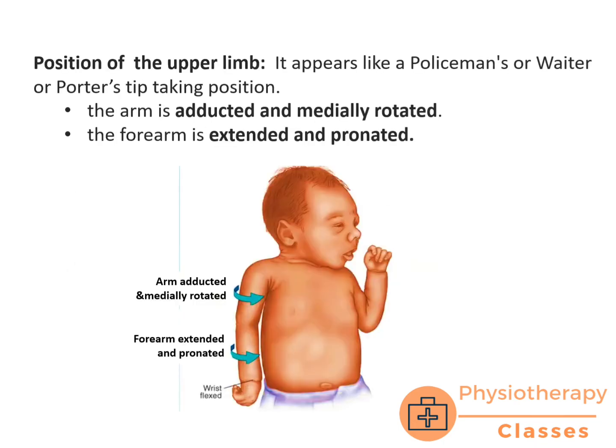Let us now see what will be the position of the upper limb in Erb's paralysis. As can be seen in the picture, the upper limb appears as if a policeman or a waiter or a porter is taking a tip. So let us look at the arm position. The arm will remain adducted and medially rotated. That means the movements of abduction and lateral rotation are lost. The forearm is extended and pronated. So which movements are lost here? We have lost the flexion and supination of the forearm.